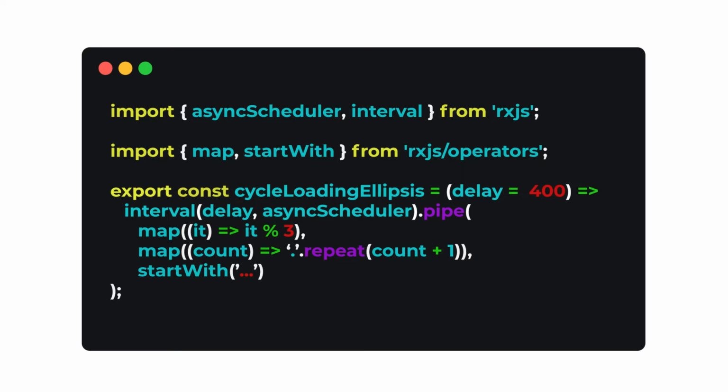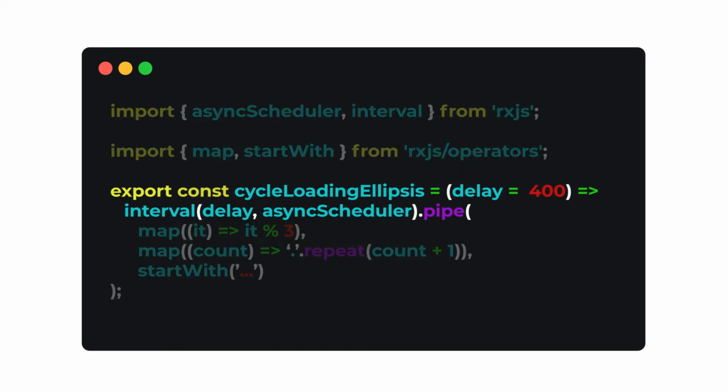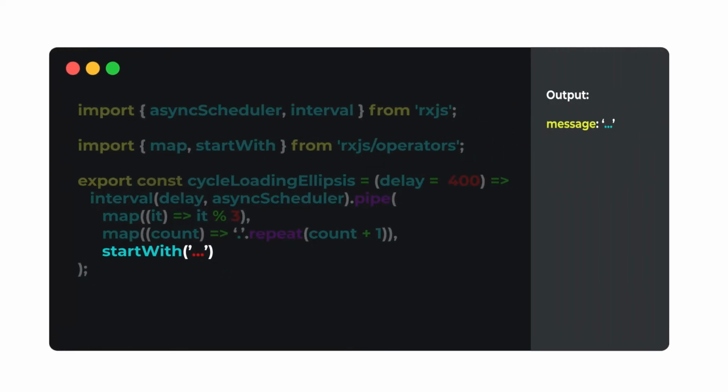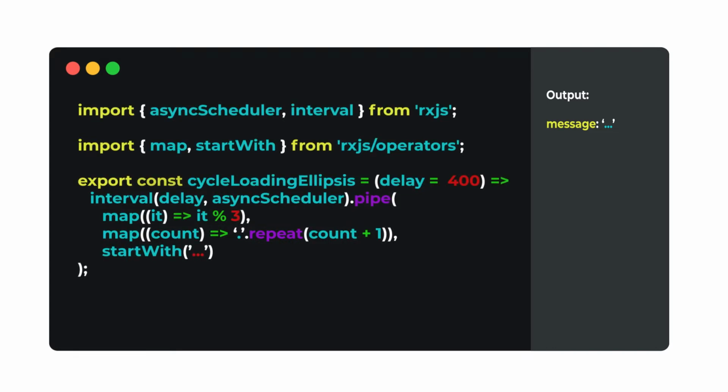Let's look at a use for startWith in setting up a loading indicator. In this example, our observable creates a walking ellipsis while an asynchronous load is loading. The startWith at the end of the pipe guarantees that the first thing the user will see is message dot dot dot. After that, the interval's other operators take over, and the user sees message dot dot, and so on, cycling through until the load is complete.